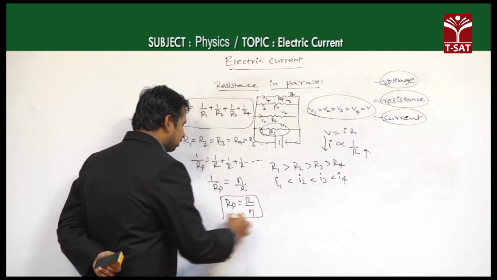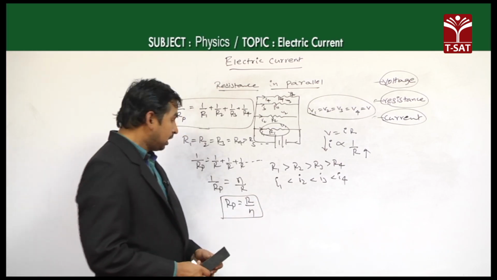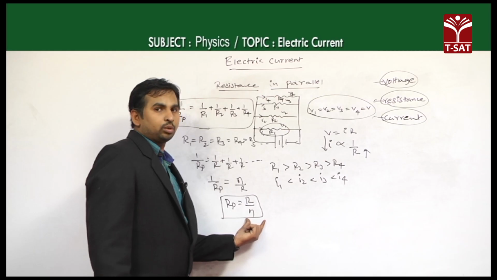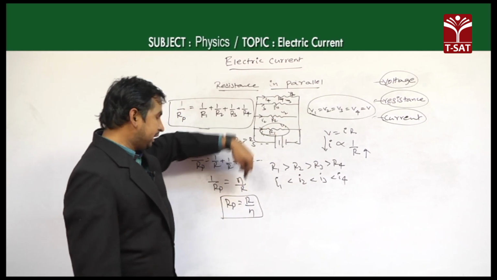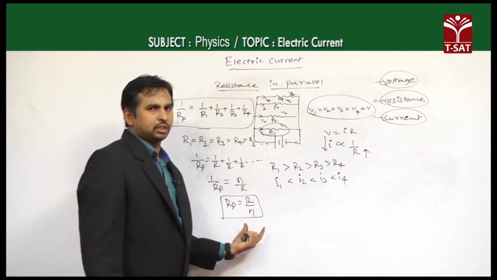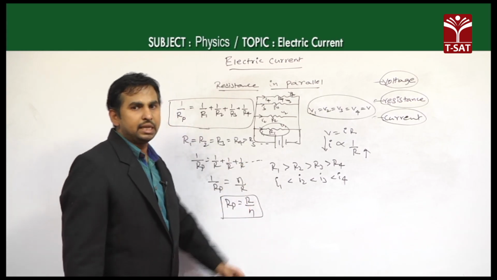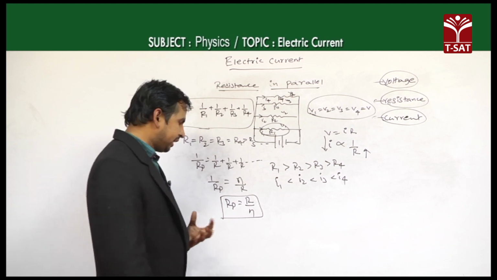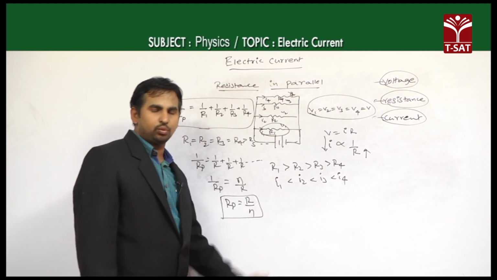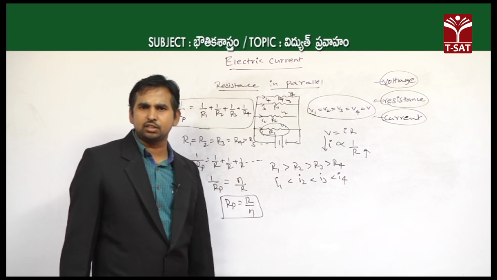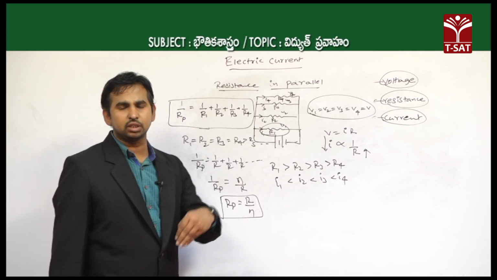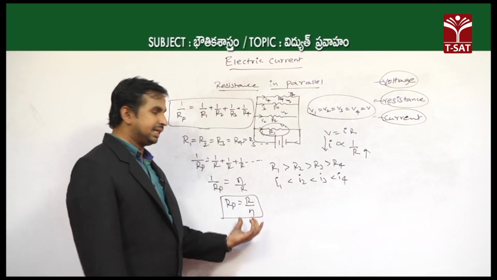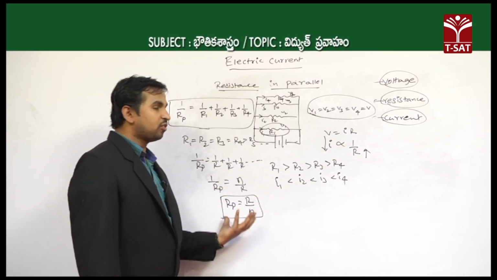Here you can observe that the final resistance is divided by n, the number of resistors we are taking. Each resistor is divided by that number, which means the final equivalent resistance we get is less than the individual value. However many resistors you take, that many times the individual resistance is decreasing. This is the case of a parallel connection.